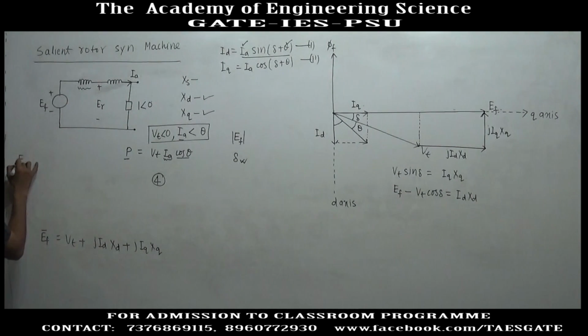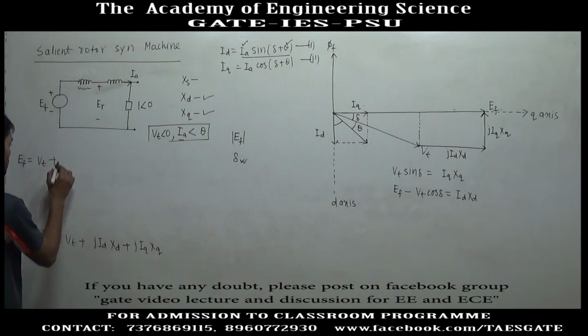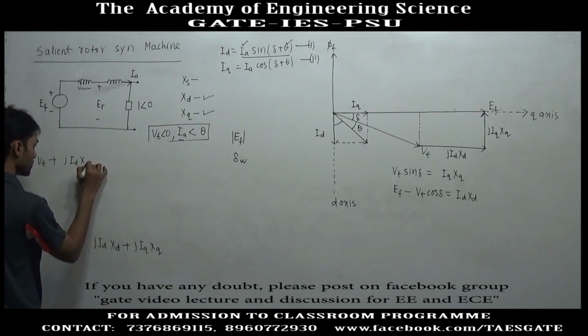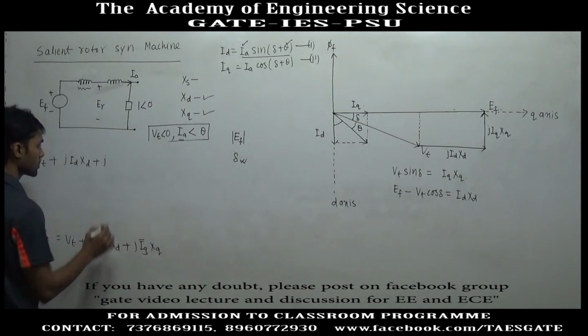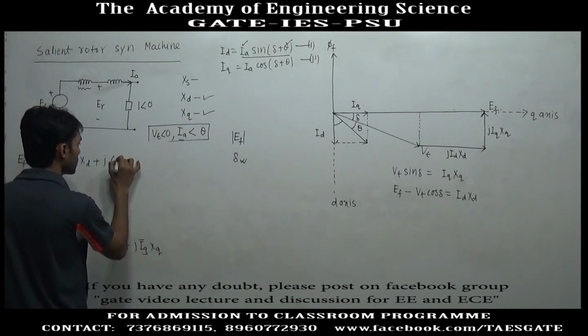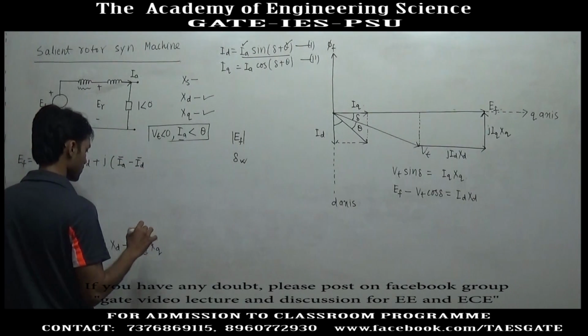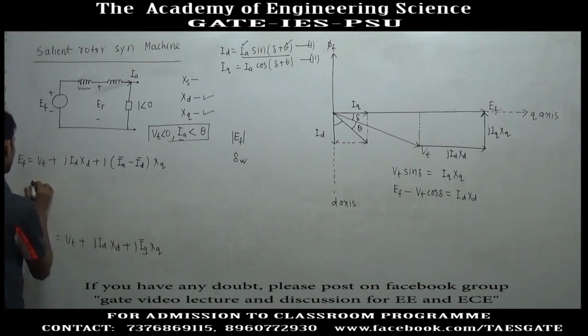So EF can be written as Vt plus JIdXt, plus JIq. The vector Iq can be written as Ia vector, total armature current, minus Id, the d-axis component of armature current, into Xq.